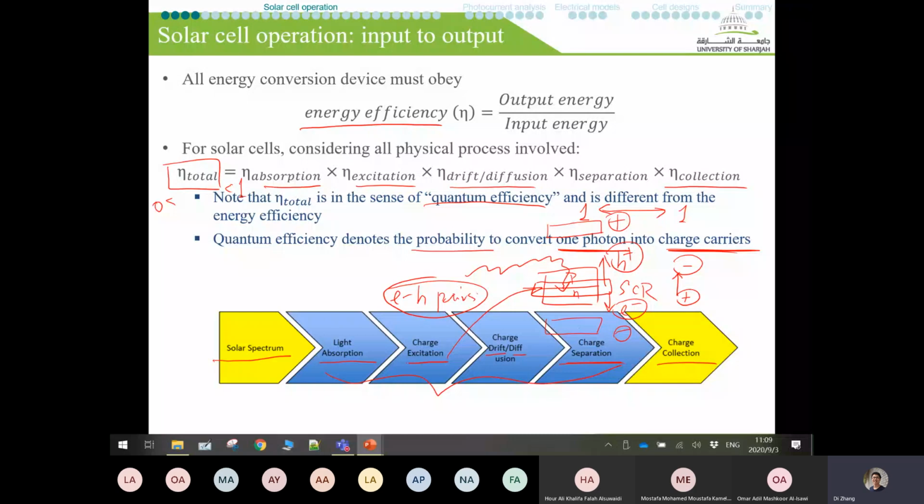So you generate half of the current compared to the ideal maximum case. This is actually very different from the energy efficiency. I just want to emphasize that again, but there is a connection between the two. If we say that we give the input of one photon, obviously, if we know the energy of this photon, we have the input energy.